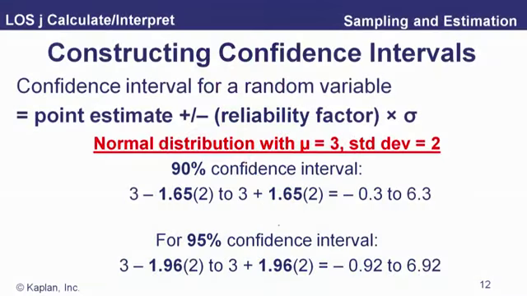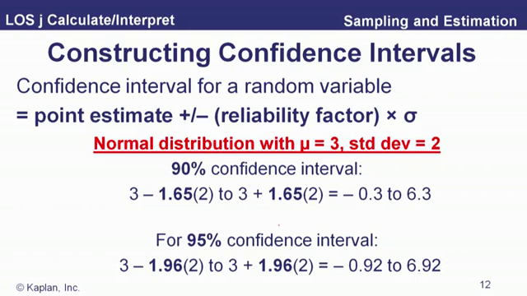Now, let's talk about constructing these confidence intervals. We've got a point estimate plus or minus what we'll call a reliability factor. That reliability factor, that's our 1.65, 1.96, depending on the percentage confidence we want on this interval. So for a normal distribution with mean mu equals 3, standard deviation 2, a 90% confidence interval is simply 3 plus 1.65 standard deviations, which is 2 here, or 3 minus 1.65 standard deviations. And that gives us a range from 0.3 to 6.3.